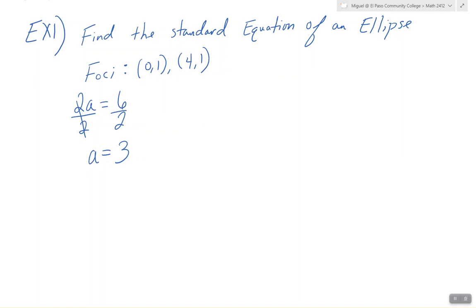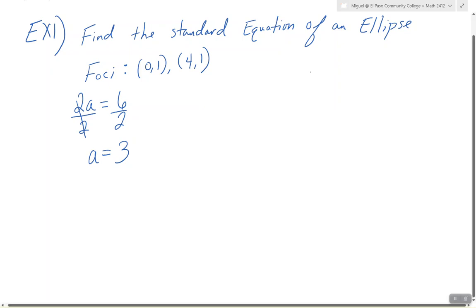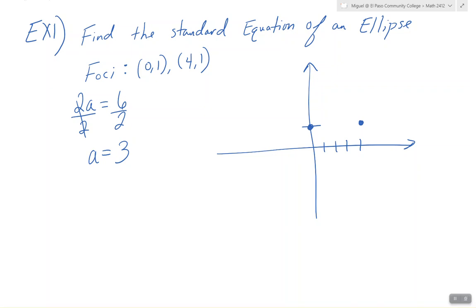So what do we know? Let's sketch it out first. We know the foci are 0, 1, and 4, 1. Because we don't know yet if it's a vertical or horizontal one. So 0, 1 is here. 1, 2, 3, 4. 4, 1 is here. So because they're lined up horizontally and the foci are always on the major axis, we can see that this is a horizontal ellipse.